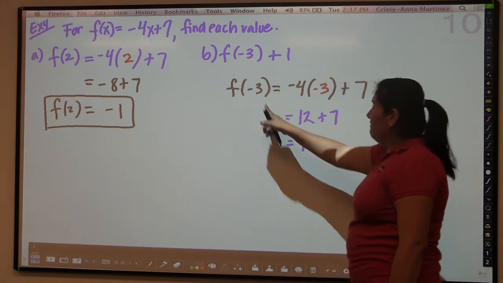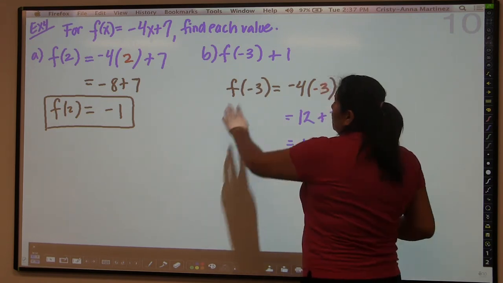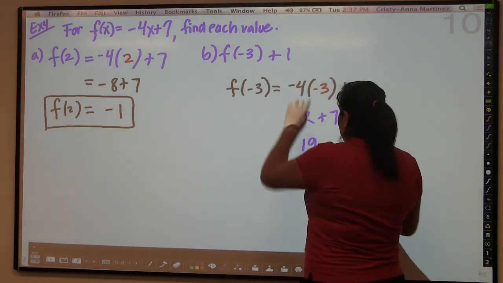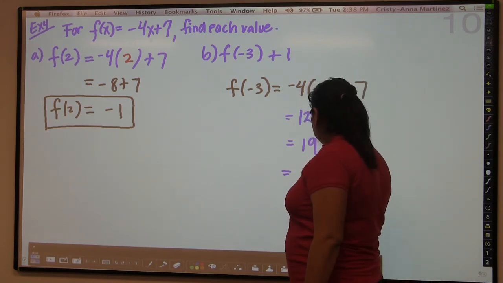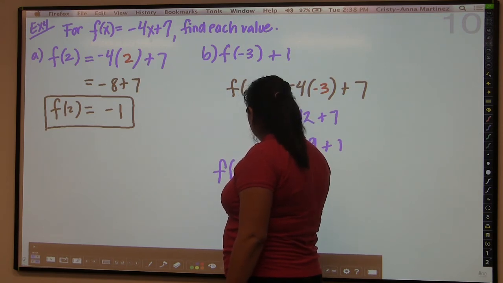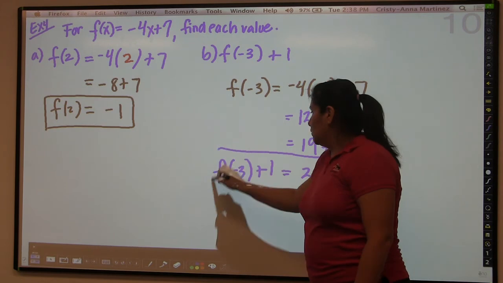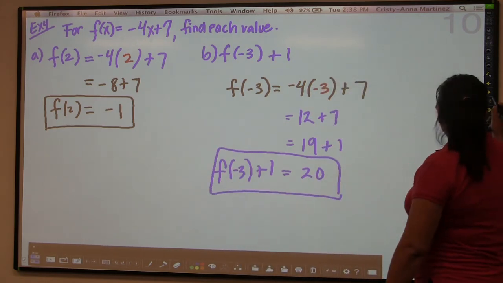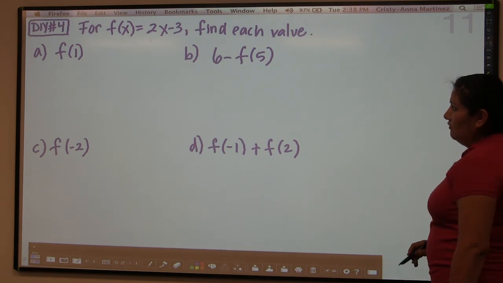And that's just the f of -3 part. f of -3 equals 19. But then the original problem asks us to add 1 to that. So the actual answer here is 20. The value of the function when x is -3 and added 1 is 20. This would be our answer, 20. Okay, so now you get a chance to try some of that on your own with this do-it-yourself number 4.